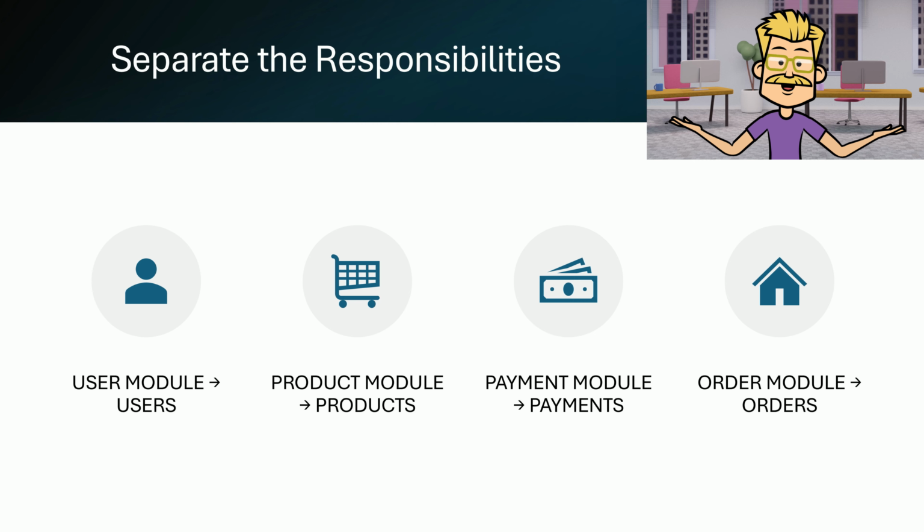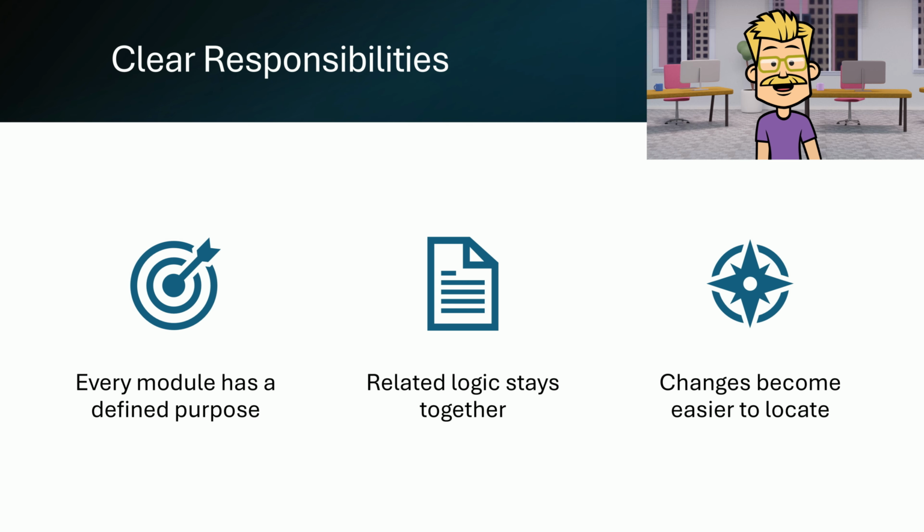A modular approach would separate the application into different modules. One module handles users, another manages products, another processes payments, another handles orders. Now each module has a clear purpose. When you need to update the payment system, you know exactly where to look.